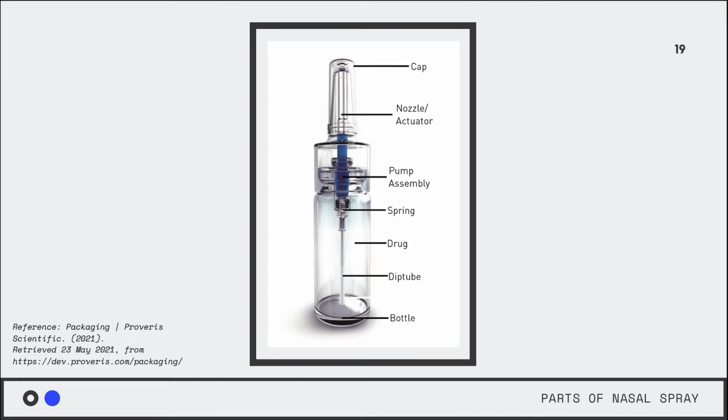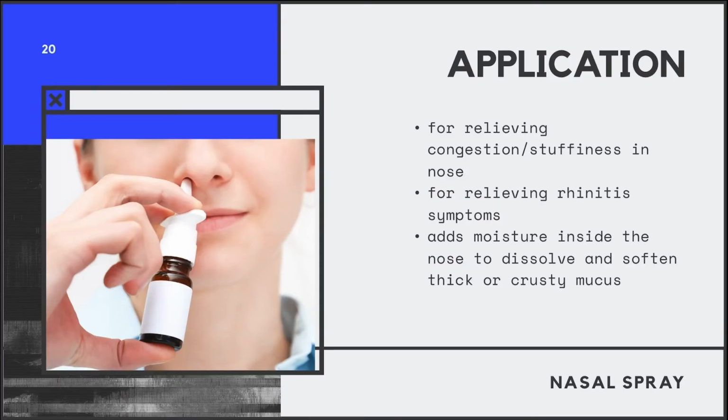The spring is the mechanism by which the actuator retracts when pressure is released, returning the pump to the closed position. The dip tube extends from the pump down into the product and is the one that brings in the formulation from the container to the pump. Lastly, the bottle is the one that holds the article or the drug formulation. Some of the applications of a nasal spray include relieving congestion or stuffiness in the nose, relieving rhinitis symptoms, and adding moisture inside the nose to dissolve and soften thick or crusty mucus.